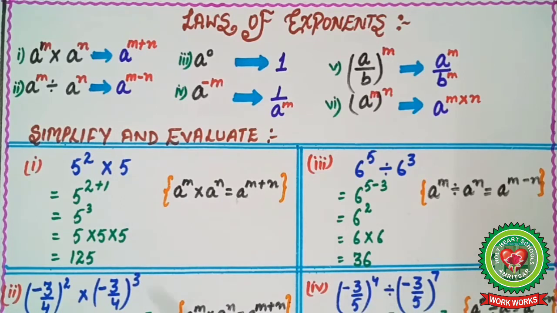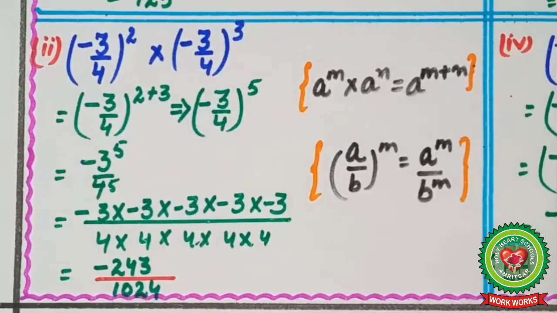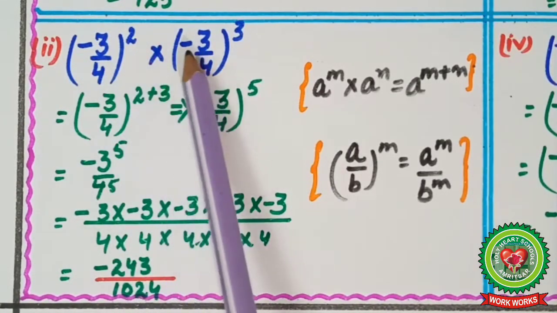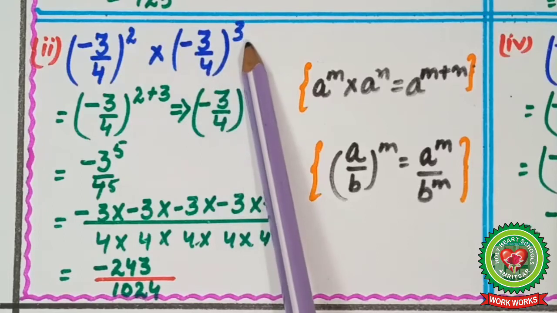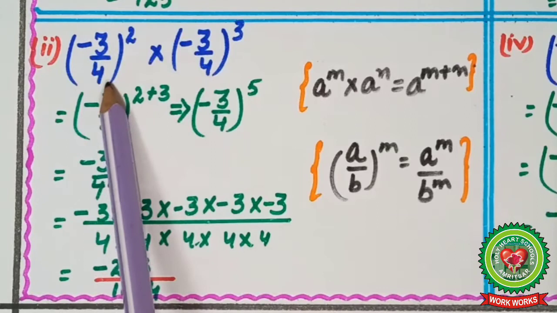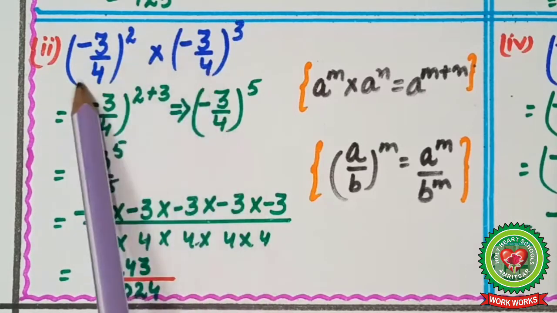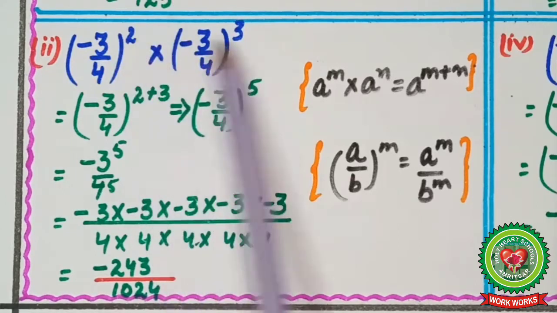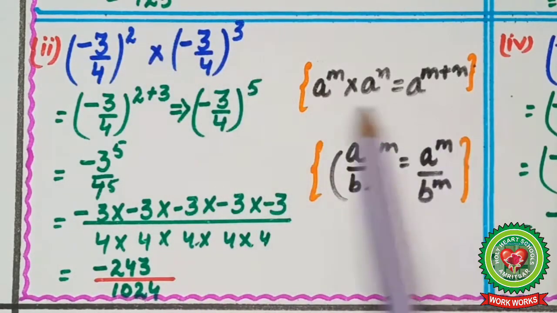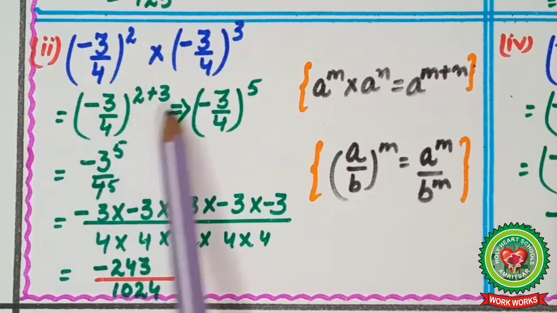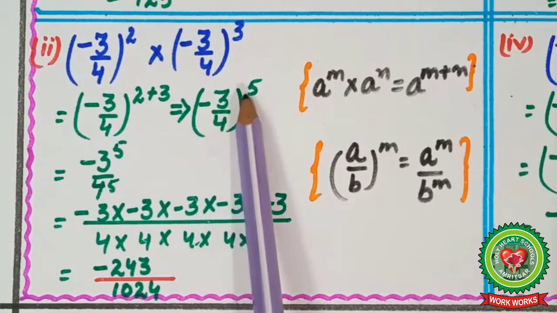The next question, the second question, is (minus 3 upon 4) raised to power 2 multiplied by (minus 3 upon 4) raised to power 3. Here you can see that the bases are the same, minus 3 upon 4, and they are getting multiplied. So we have to add their powers according to the rule. You will write (minus 3 upon 4) raised to power 2 plus 3, which is equal to (minus 3 upon 4) raised to power 5.